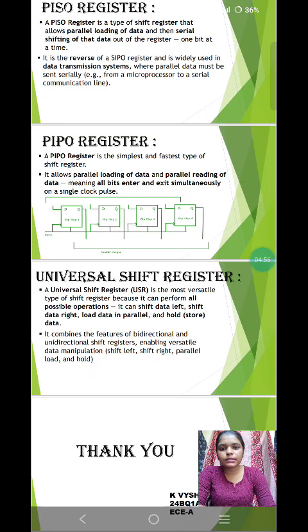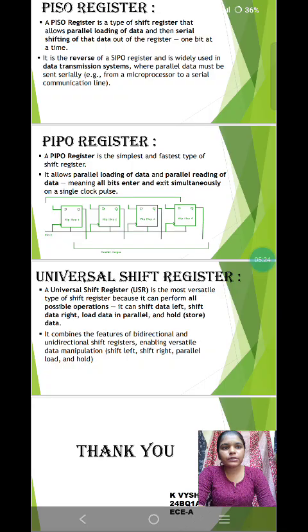Universal shift register is the most versatile type of shift register because it can perform all possible operations. It can shift data left, shift data right, load data in parallel, and hold data. It combines the features of bidirectional and unidirectional shift registers, enabling versatile data manipulation: shift left, shift right, parallel load, and hold.